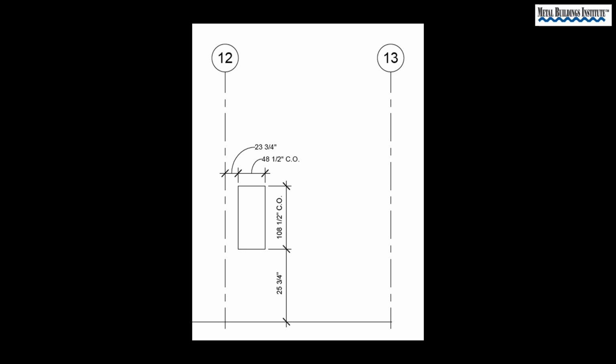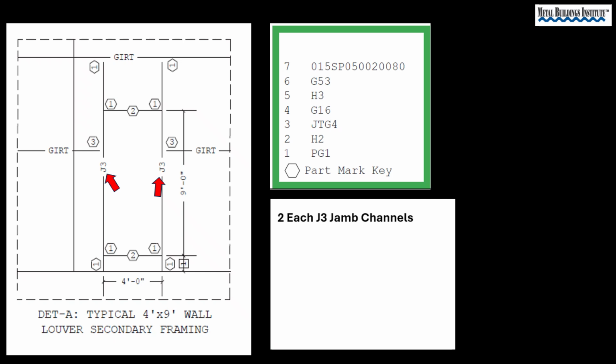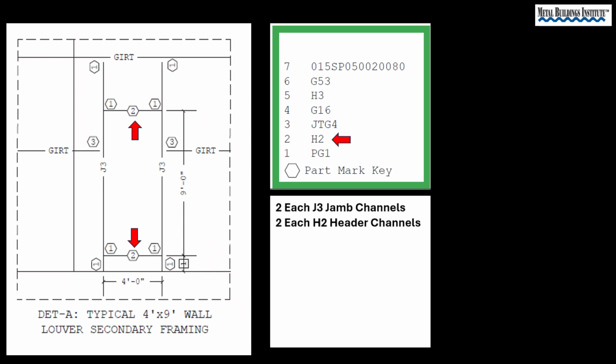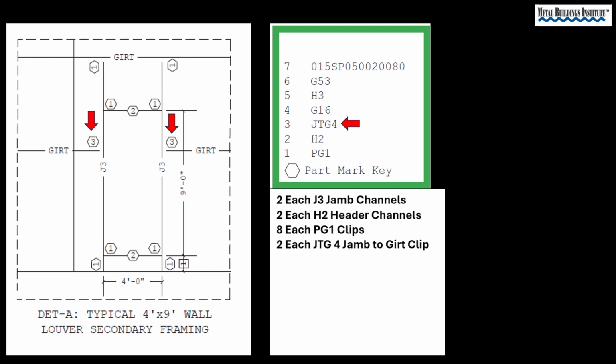This mechanical drawing gives you the locations of the louver opening in inches. We use this detail to determine what materials we need for the framed opening. We will need 2 each J3 jambs. We will need 2 each H2 header channels. We will need 8 PG1 clips. And we will need 2 JTG4 jamb to girt clips.